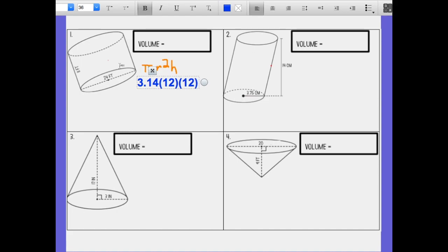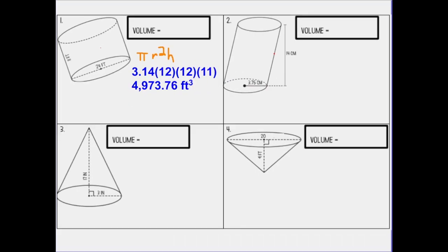Radius squared, we can multiply it by itself. And then the height here is 11. Go ahead and use your calculator to finish that up. And for this one, we get 4,973 and 76 hundredths. And it's in feet, so we're going to say feet cubed would be our final answer. So remember, showing work and final answer. Here's showing work right here, and then here's final answer, so go ahead and do that.